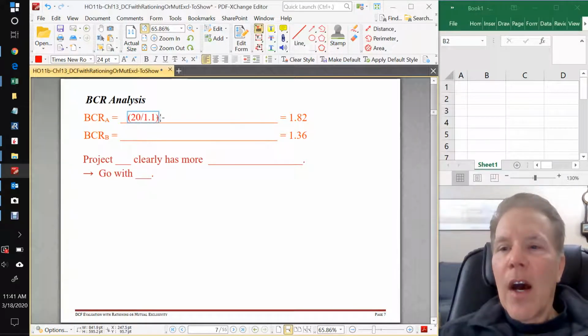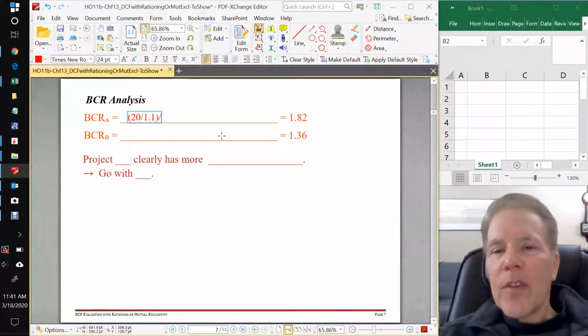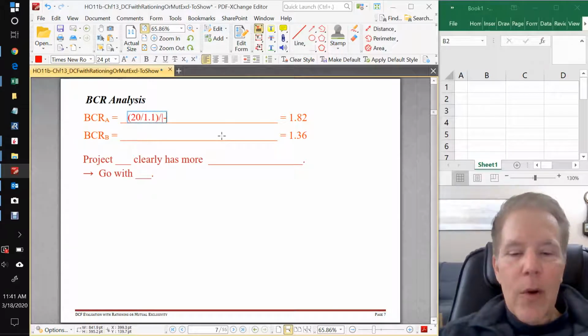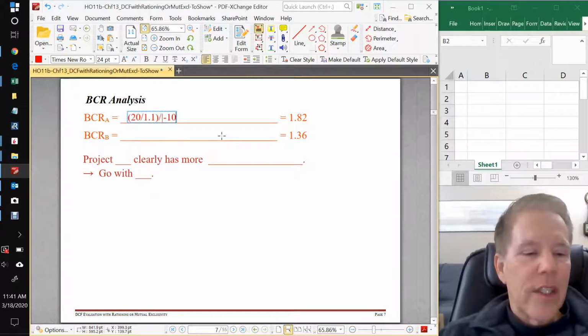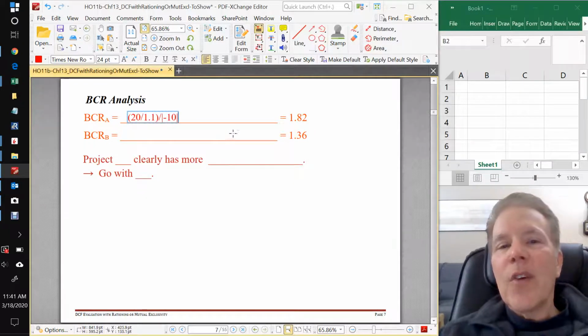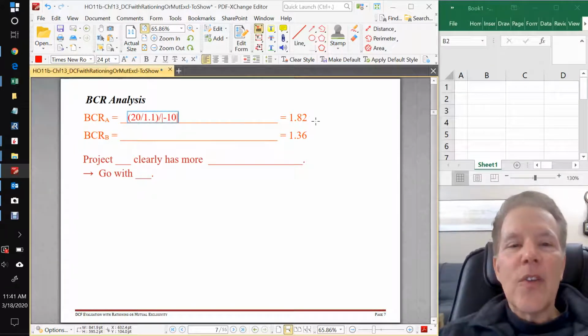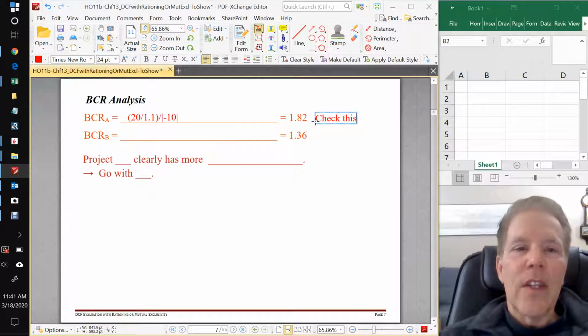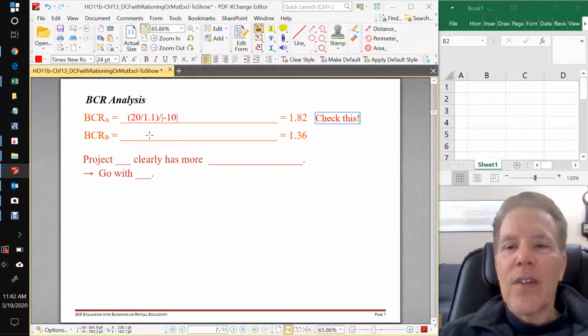Okay, we've got to divide that by our minus 10, and we take the absolute value of that. So that's our BCR formula, and you should check that if you do this, you get 1.8, right? Check this. Please check this, okay?